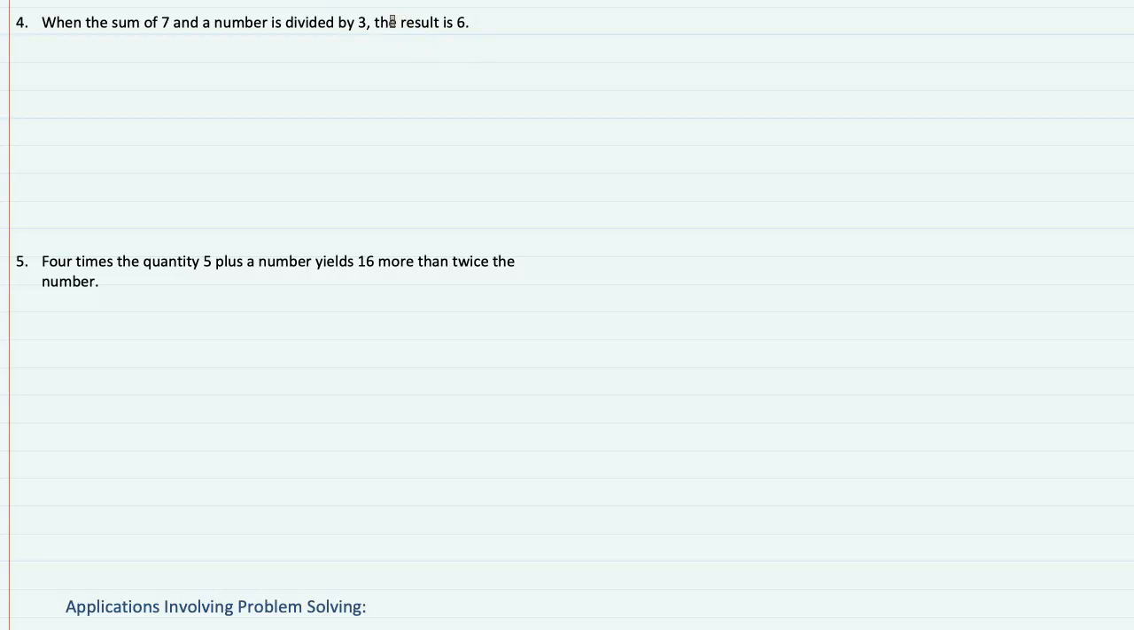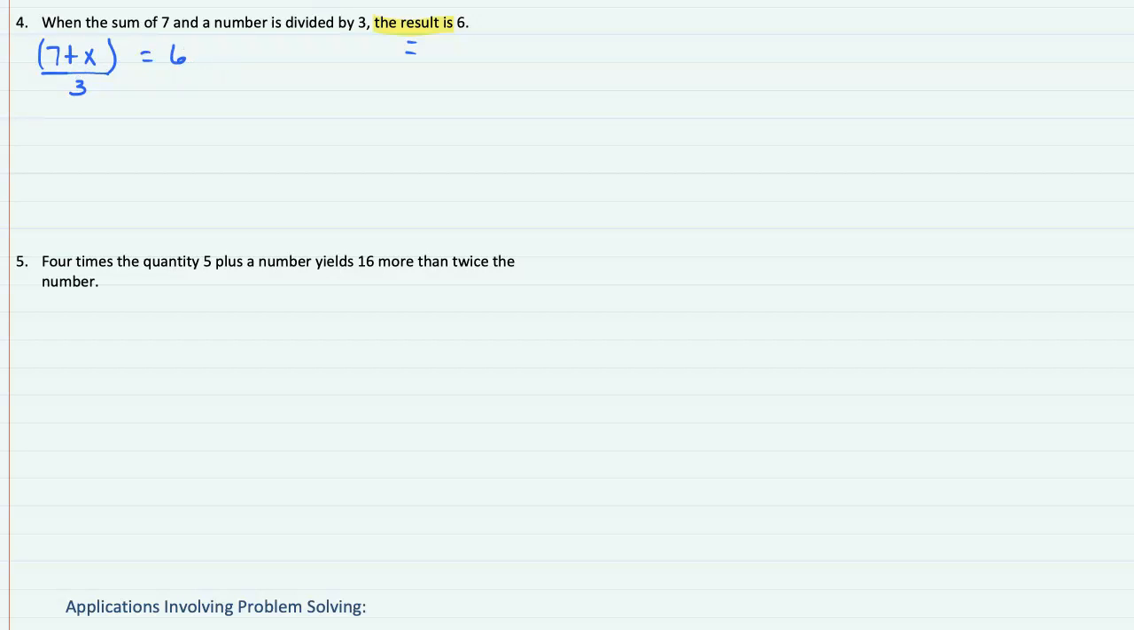Right, the first thing you should probably do is look for the equal sign. The result is going to be the equal sign. So on the left, we've got the sum of 7 and a number. So sum of 7 and a number means that we've got 7 and some number x. The sum of those two things is going to be divided by 3. So I'm just going to go ahead and put that over 3, because it's easier to do the algebra with it, and that equals 6.